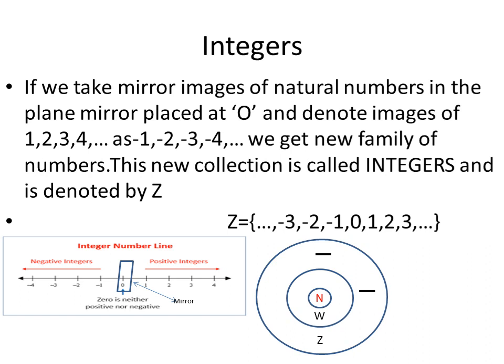Next family of numbers are the integers. If we take the mirror images of natural numbers in the plane mirror, which is supposed to be placed at origin, then denoting the images as -1, -2, -3, -4 and so on, we are getting the new family of numbers which are known as integers. They are denoted by capital Z. So the new family is extended now and it is consisting of natural numbers, whole numbers and the negative numbers.